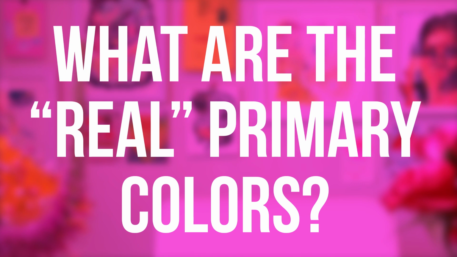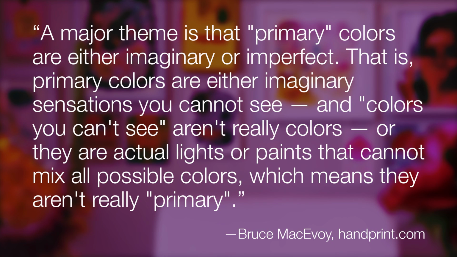Final thoughts. What are the real primary colors? I started this video posing the question, what are the real primary colors? And I hope by now you've realized what a ridiculous question this is. A major theme is that primary colors are either imaginary or imperfect. That is, primary colors are either imaginary sensations that you cannot see, and colors you can't see aren't really colors, or they are actual lights or paints that cannot mix all possible colors, which means they aren't really primary. So you could say primaries don't exist and be technically right, but saying they don't exist undermines all the valuable research gone into finding 5 real sets of primary colors.